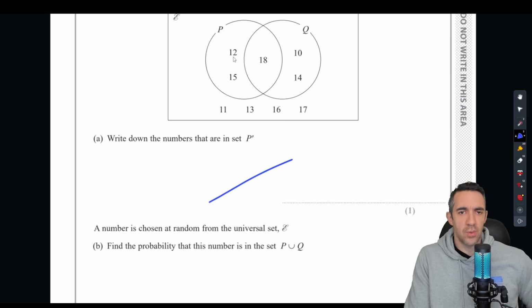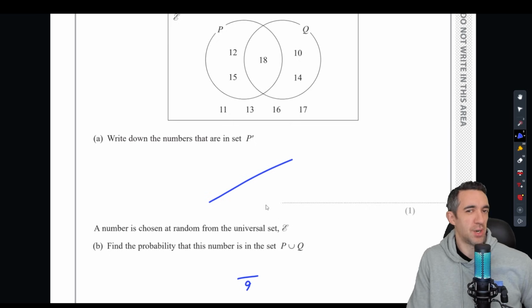So if I count up, I've got 1, 2, 3, 4, 5, 6, 7, 8, 9. So there's 9 numbers in the universal set. So that means my probability is out of 9. Now the question is, can I just write any number on the top, or is it going to have to be a specific number to get me that 1 mark?